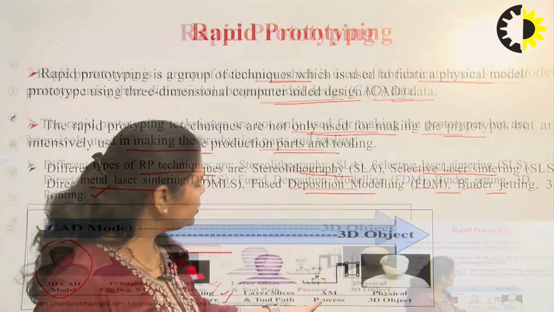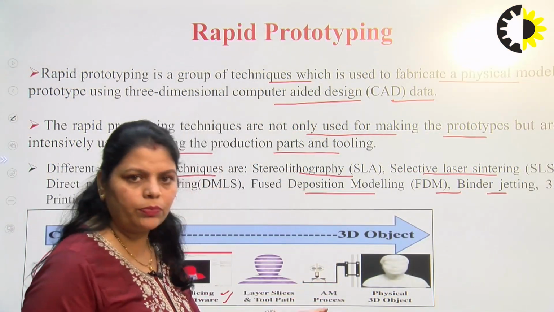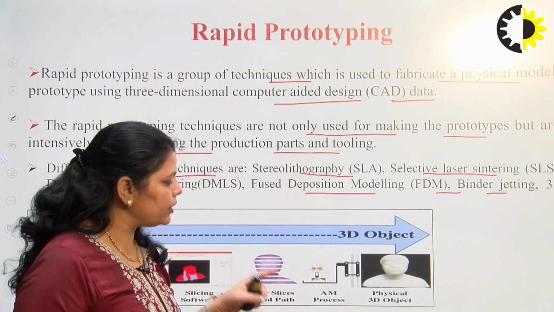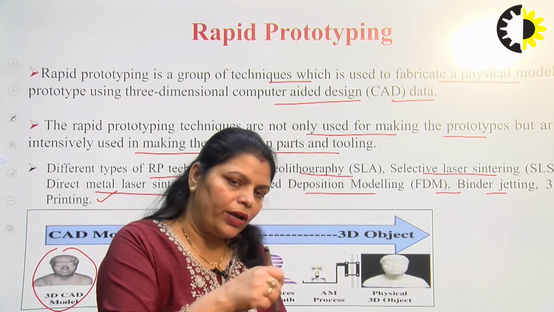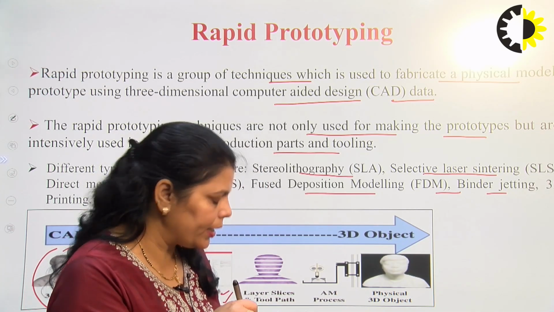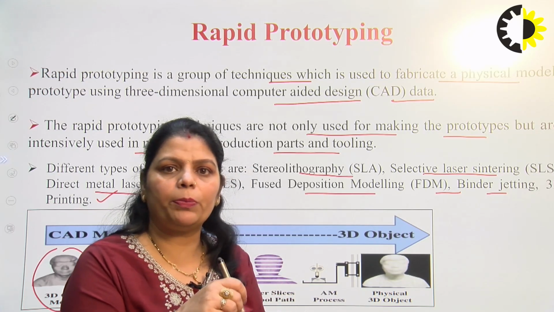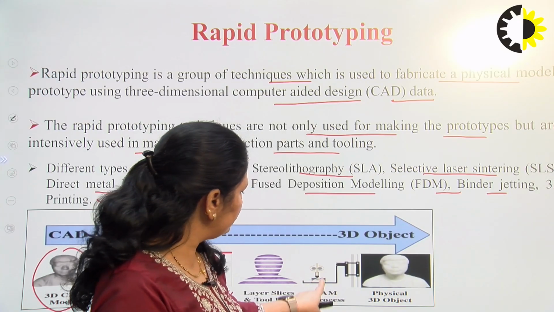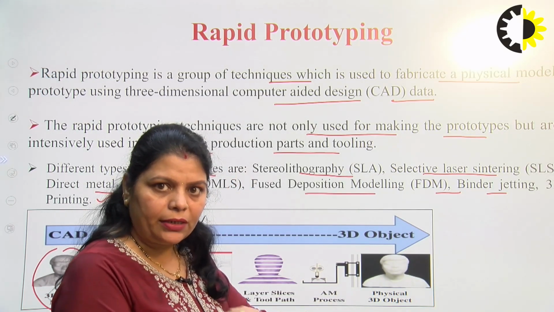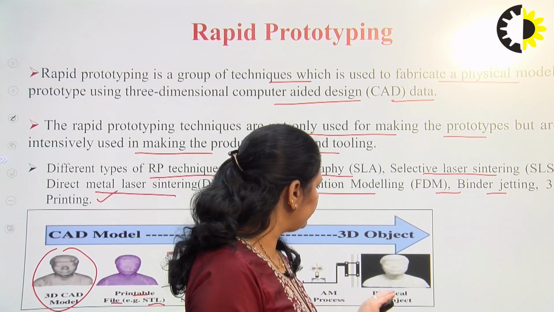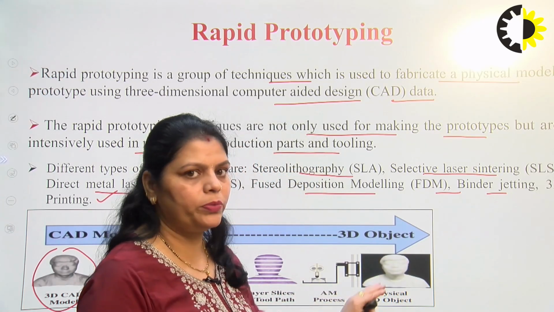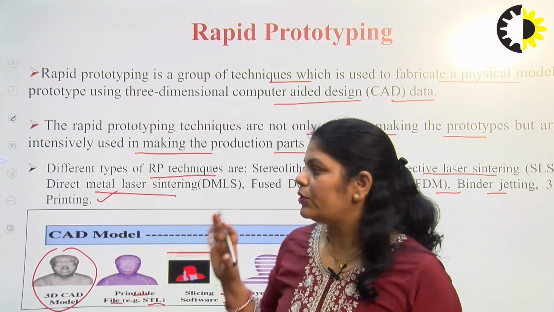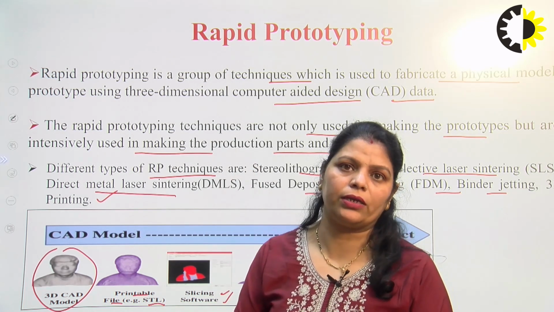Okay, and after that, with the help of the additive manufacturing process, or we can say rapid prototyping techniques or 3D printing techniques, we manufacture the final product by depositing layer by layer. Here we can see the material is deposited layer by layer, and after that we get the final 3D object which is similar to the 3D CAD model. So we can use these different types of manufacturing processes.